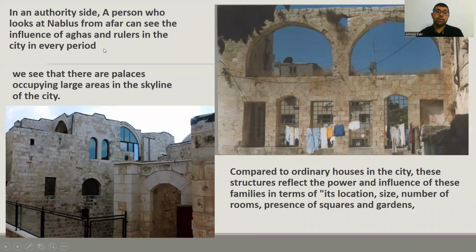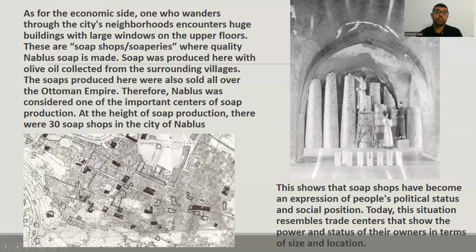On the authority side, the person who looks at Nablus from afar can see the influence of the Aghas and rulers in the city in every period. We see that there are palaces occupying large areas in the skyline of the city. Compared to ordinary houses in the city, these structures reflected the power and influence of these families in terms of location, size, number of rooms, and presence of squares and gardens.